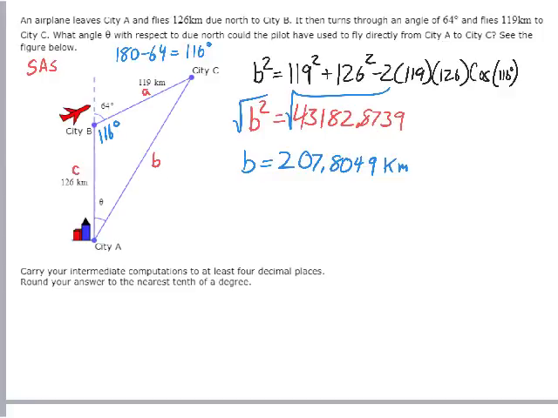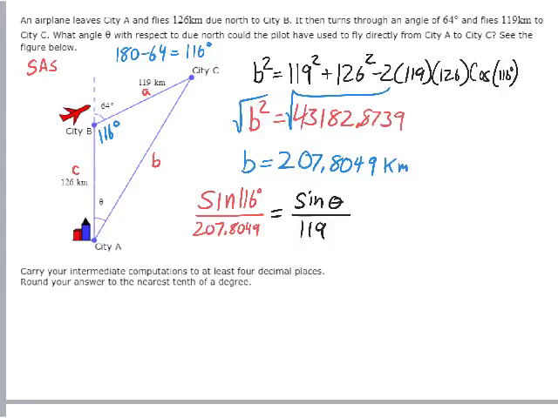So what I'm going to do is go sine of 116 degrees over 207.8049. That is equal to, well, I want theta. That is what we're looking for, sine theta. So what side is opposite of theta? Well, that would be 119. Theta is also A, you could call it A. So we're going to put 119 there. When I solve this, I will have my answer to theta, which is what we're looking for.